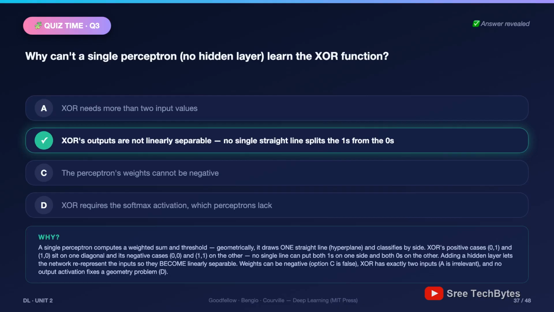The distractors: weights can be negative, so option C is simply false. XOR has exactly 2 inputs, so option A is irrelevant. And no output activation can fix a geometry problem. Option D confuses the plumbing with the architecture. And the bonus question that separates good from great: what does the hidden layer actually do to fix this? It transforms the coordinates until one line suffices. Re-representation. If you can say that in an exam, you've understood the second half of this unit.